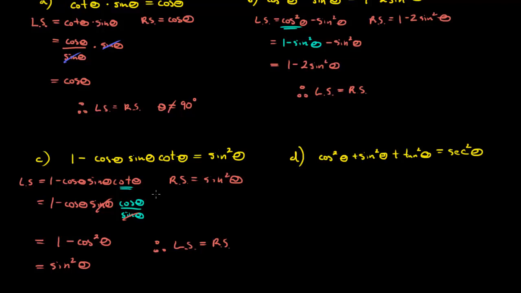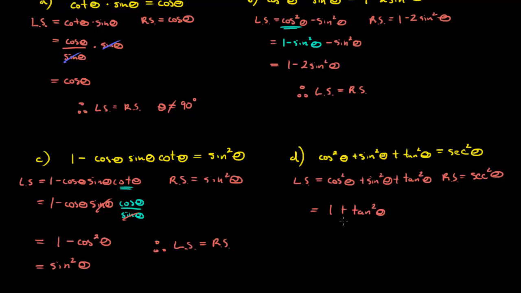For D, we're asked to prove that cos squared theta plus sine squared theta plus tan squared theta is equal to secant squared theta. So again, on the left side, I have cos squared theta plus sine squared theta plus tan squared theta. On the right side, I have secant squared theta. Now the left side, right away I can use the Pythagorean identity. So cos squared theta plus sine squared theta is just 1. So the left side is 1 plus tangent squared theta.